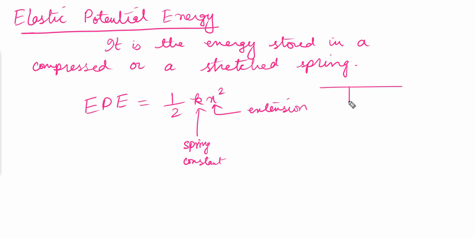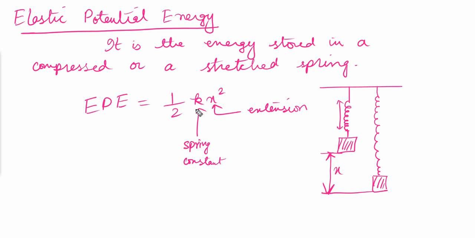So for example, we have a spring and there's no mass over here, and this is the original length of the spring. So when we attach a mass to the spring, the new state of the spring becomes like this. It extends a bit. So over here, the change in length from the previous position to the new position is basically the extension.